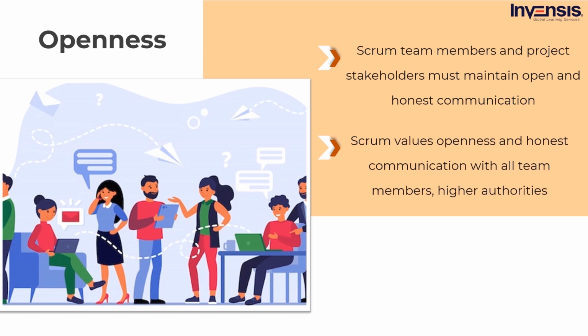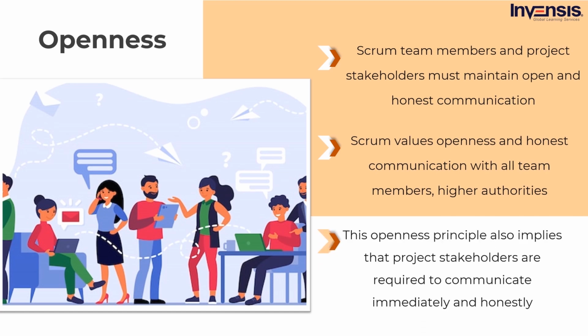This includes informing team members honestly if anything has to be redone and politely receiving such feedback, believing that everyone is working toward the same goals. This openness principle also implies that project stakeholders are required to communicate immediately and honestly if, for example, there are changes in schedule, resources, or product requirements. The changes should be mentioned without any type of pressure.